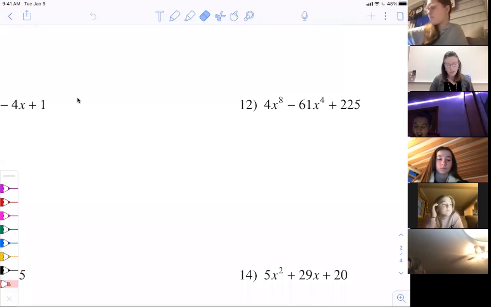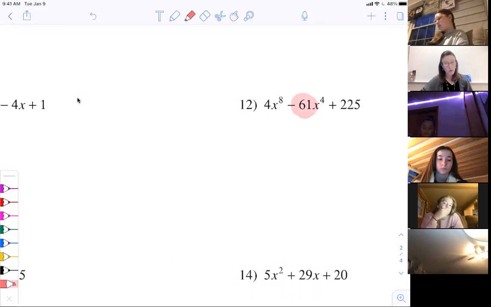So the first thing that you have to ask yourself is, is there a GCF? Well, the 61 in the middle kind of ruins the GCF for us because we have a 4, and even that 225 isn't divisible by 4, 61 isn't divisible by 4. So no GCF that we can think about. The second question would be, how many terms are there? Well, there are 3 terms.